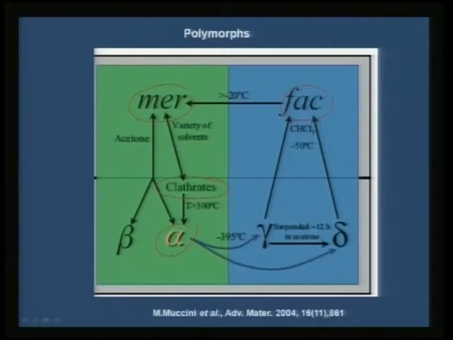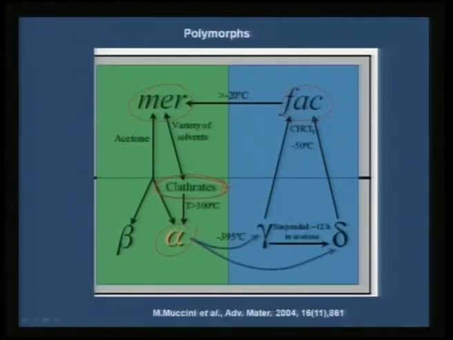So, there can be interconversion from meridional to facial, or you can sublimate, or you can suspend it in acetone, and you can realize either alpha, gamma or delta form. And you also have this crucial polymorph which is called clathrate, which is actually made out of AlQ3 complex stacked with several of the solvent molecules. Therefore, this has a bigger crystal structure compared to the alpha isomers or the mer or facial isomer.